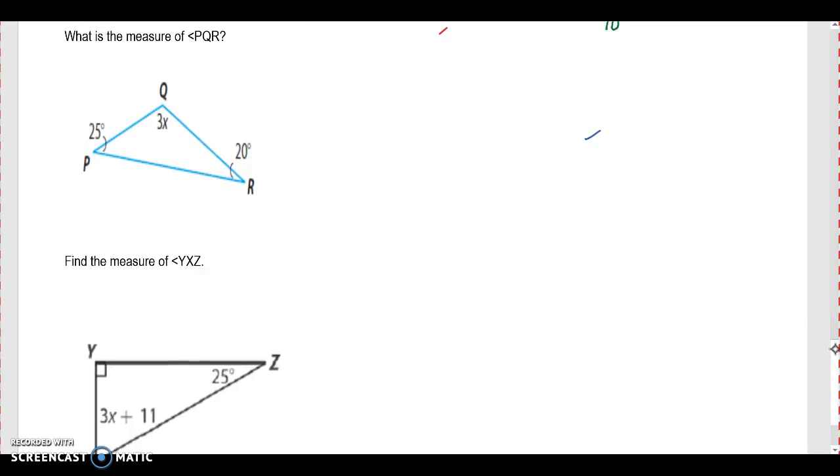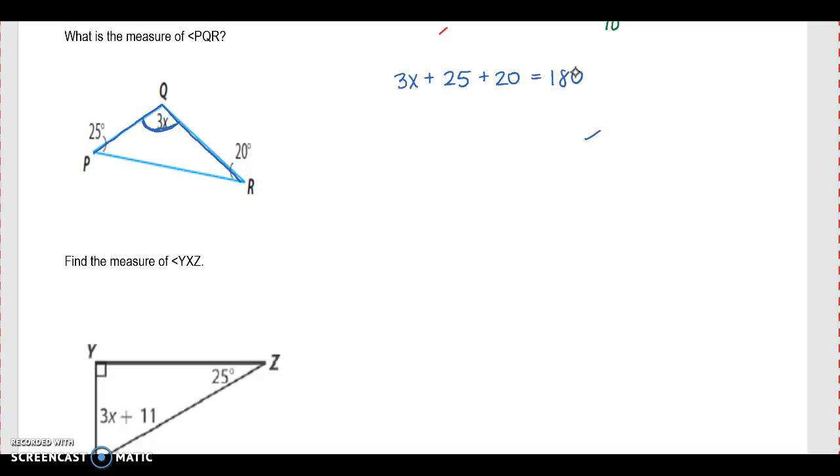So what is the angle of PQR? Notice they want to know this angle right here. And again, this is a triangle, so it means that the sum of the three angles is equal to 180 degrees. So I have 3x. There's also an angle that's 25 degrees, an angle that's 20 degrees, and they all add up to equal 180 degrees.